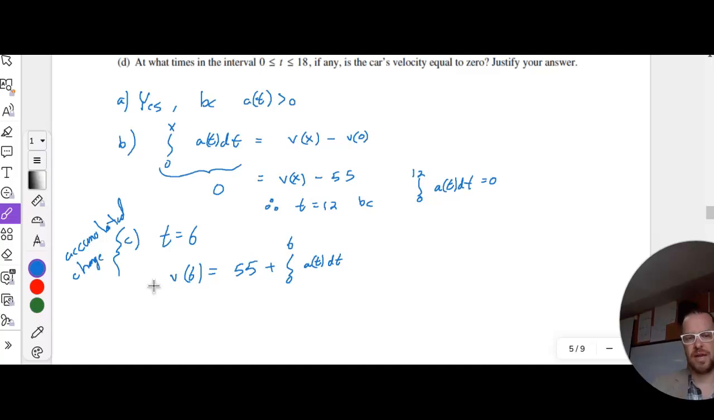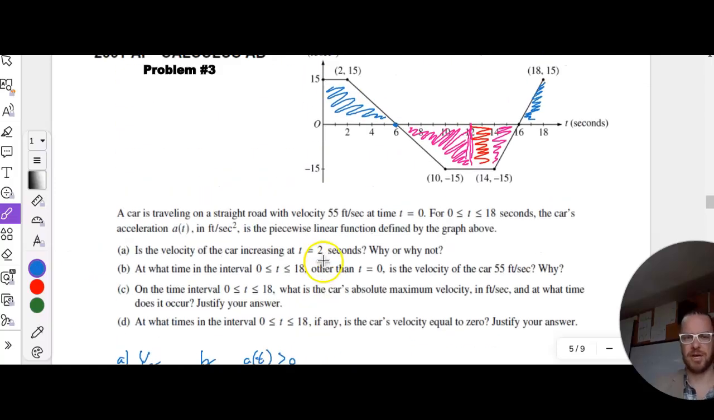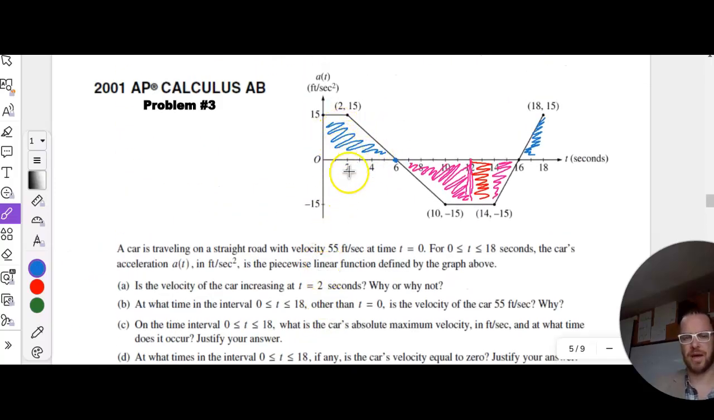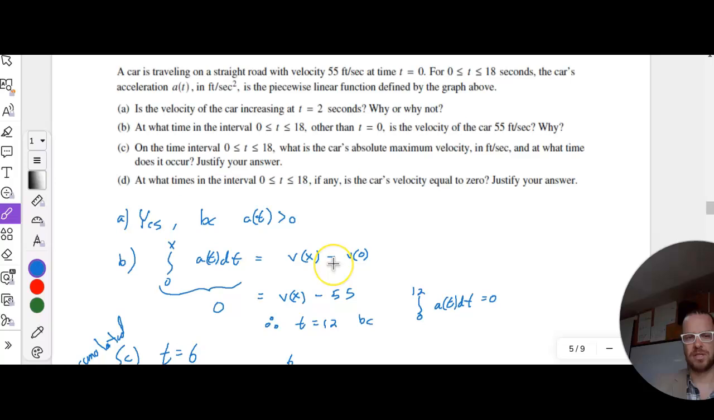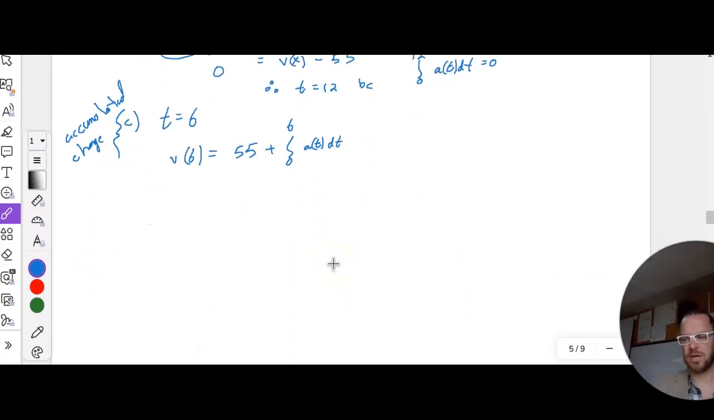Okay, so then I need to figure out what this is, and because in this case I don't actually have an equation, I just have this graph, I just need to work out what that parallelogram is, which I don't think we've actually done yet. So we're going to need to work that out.